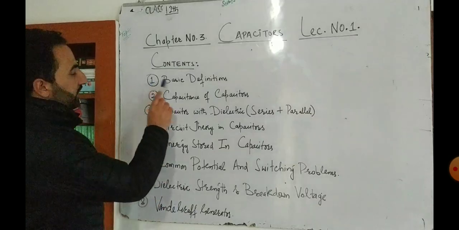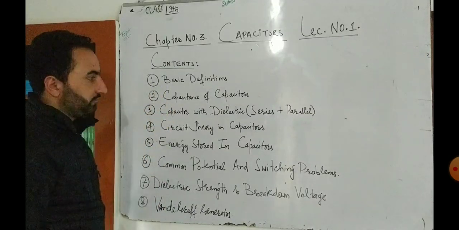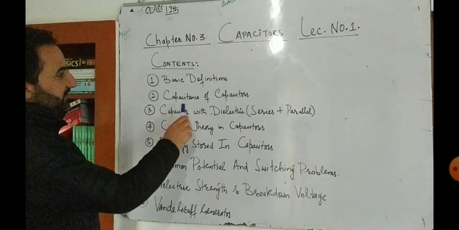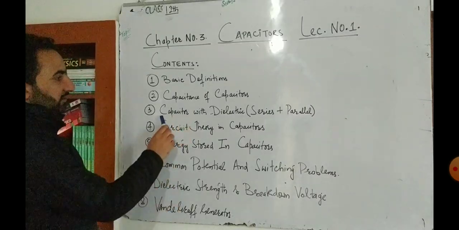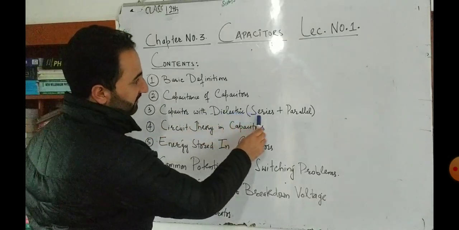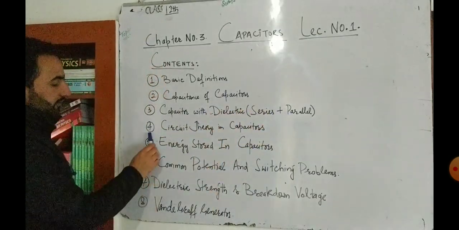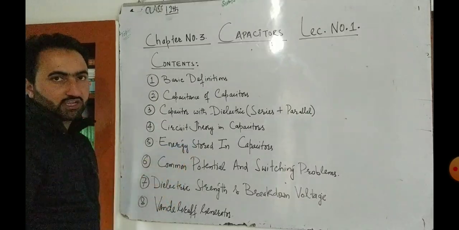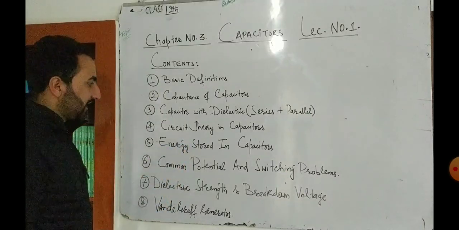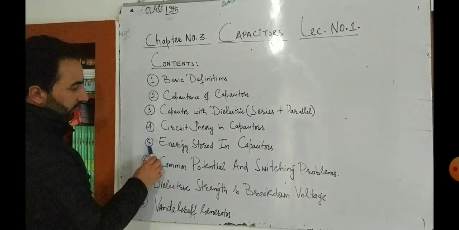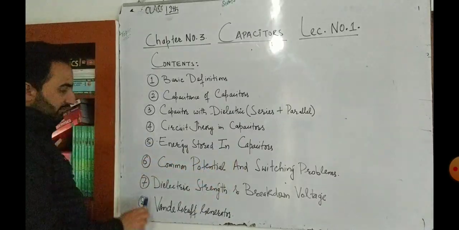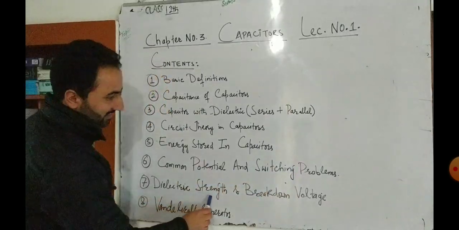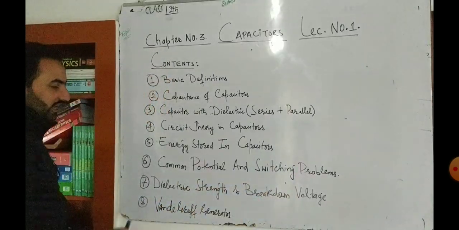Content number 1 is basic definitions about capacitors. Number 2 is capacitance of capacitors. Number 3 is capacitors with dielectrics and series and parallel combination of dielectrics. Number 4 is circuit theory in capacitors, which is almost similar to the circuit theory as studied in current electricity. Number 5 is energy stored in capacitors. Number 6 is common potential and switching problems. Number 7 is dielectric strength and breakdown voltage. Number 8 is Venn diagram generator.